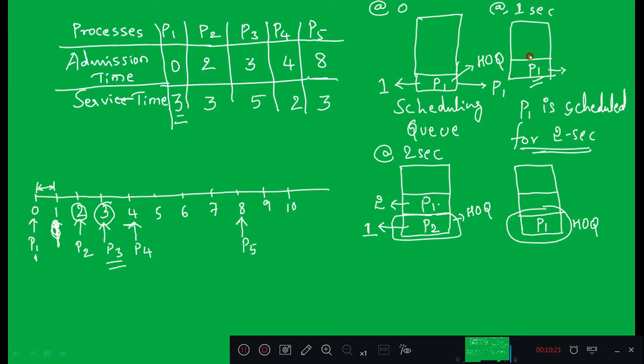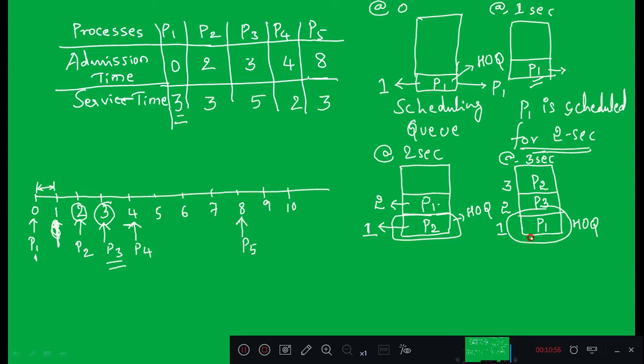I already told you, whenever a process gets preempted, it will be kept after the fresh process, right? So at 3, P3 is entering the system, so P3 will be kept first, then the preempted process will be kept. So how are we going to number these processes now? P1 is at the head of the queue, so it is numbered as 1. Next is P3, next is P2, right? So now P1 is scheduled at 3 seconds.